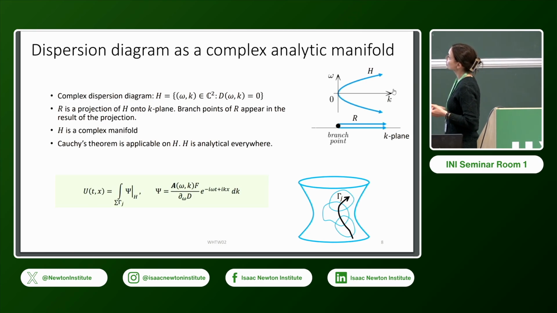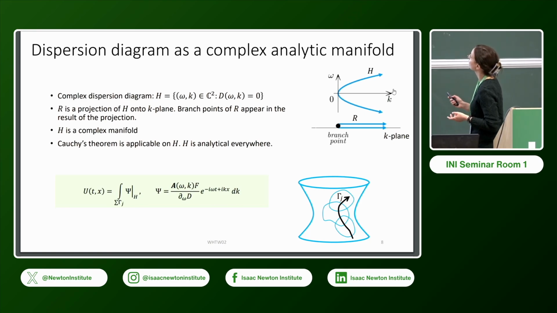And consider our Riemann surface as just a projection of this full complex dispersion diagram onto the k-plane. So our branch points appear as a result of this projection. And the set of all solutions of the dispersion equation is a complex manifold, because the left-hand side of our dispersion equation is just a polynomial. So we can deform our integration contours freely on this surface.